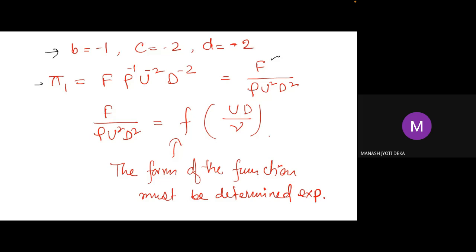This pi 1 term has to be a function of the Reynolds number again. So for higher Reynolds number, we get the expression in terms of the inertial term, and the viscous terms are neglected. Depending upon the problem, you should be able to select these dimensional quantities.